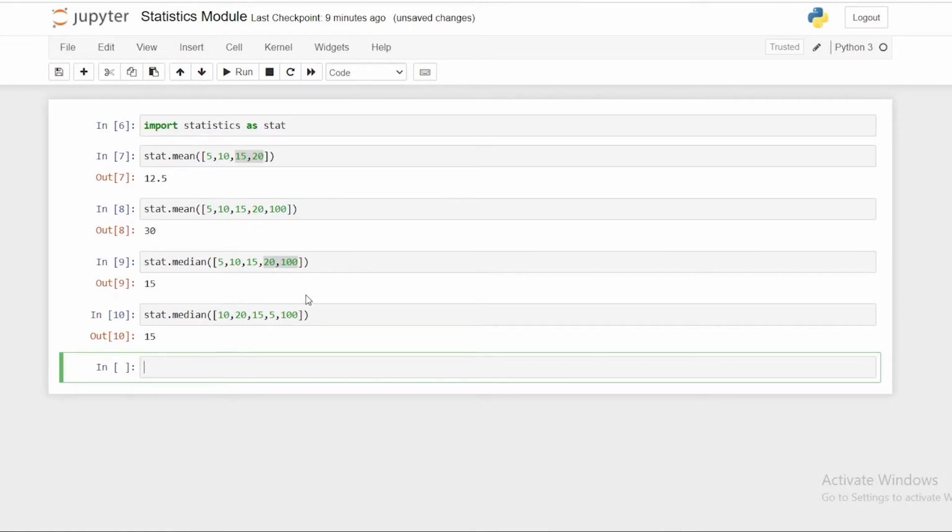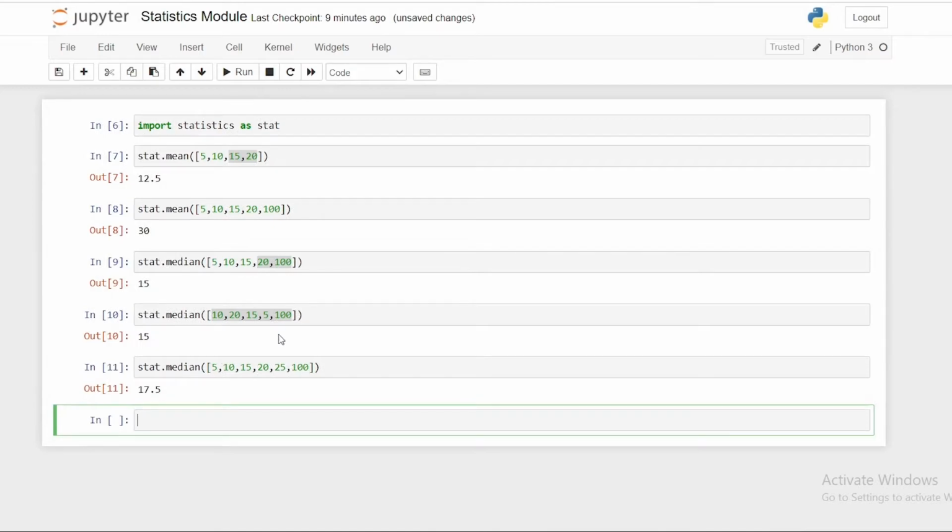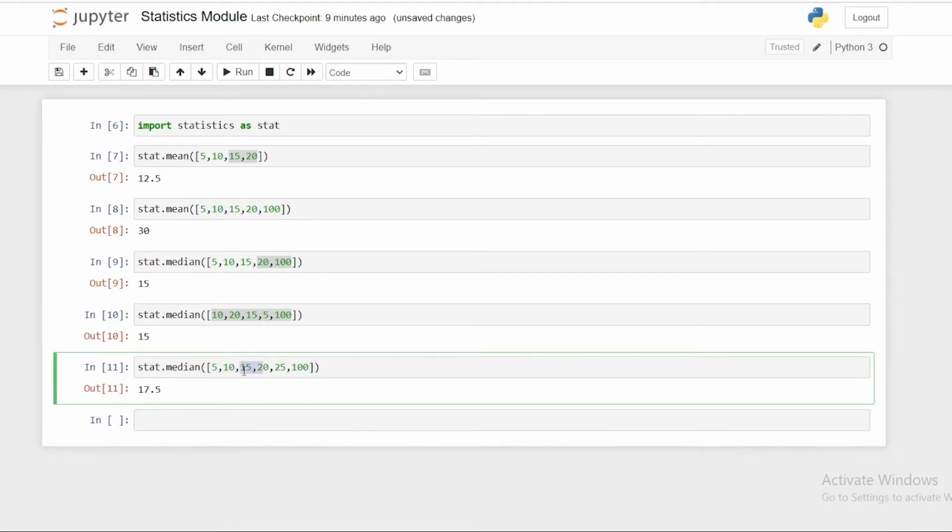Here we have an odd set of numbers, but if we have an even set, there would be two numbers as a median. So what to do in that case? We have 5, 10, 15, 20, 25, and let's take 100 as an extra number. Here you can see that we have two numbers in the median stage, 15 and 20 in the middle. What it does is take the average of those two numbers. It will add 20 plus 15, which is 35, divided by 2, which is 17.5. It just takes the average of these two numbers and gives you the median.